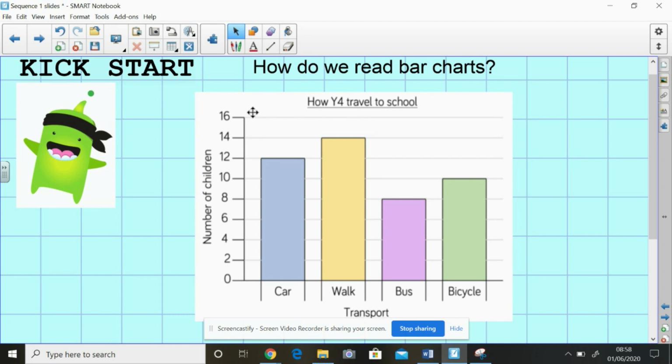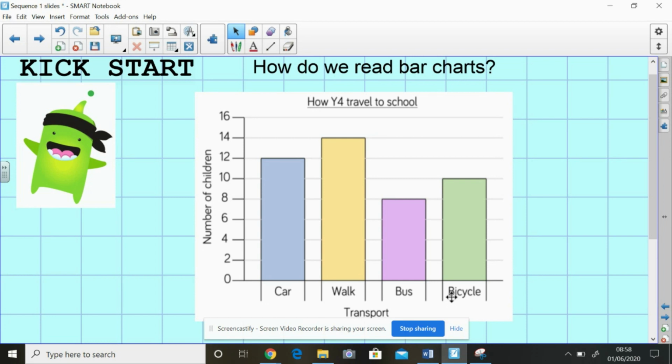Then we have our 2 axes. The bottom one, the horizontal one, is our x-axis, and the vertical one is our y-axis. On these 2 axes, we also have titles: number of children and transport. So the x-axis is the transport, all the different ways the children travel, and our y-axis is the number of children that travel by car, walk, bus, or bicycle.